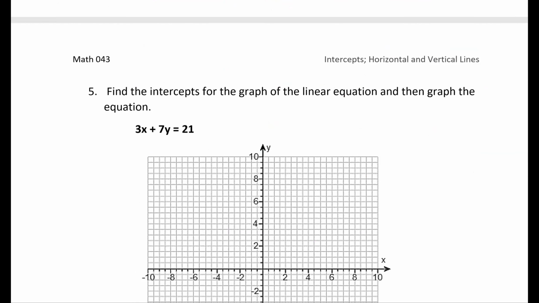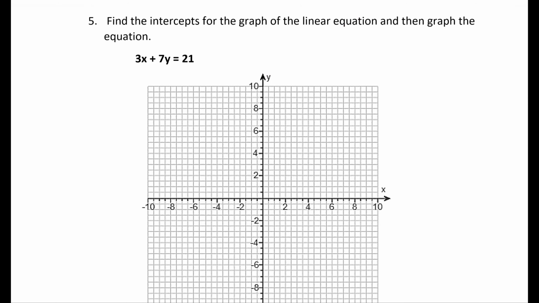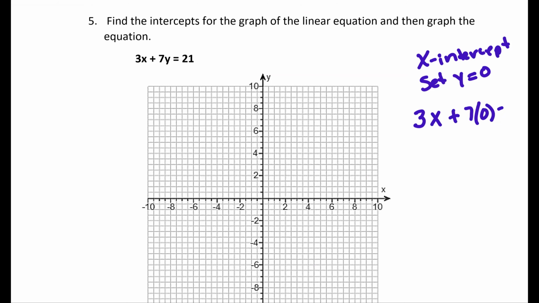Number 5, find the intercepts for the graph of the linear equation and then graph the equation. So if we want to find the x-intercept, we will set y equal to 0. So we have 3x plus 7 times 0 equals 21. 3x is equal to 21. Divide both sides by 3. x is equal to 7. And we will always write our intercepts as ordered pairs. So we have the ordered pair (7, 0).